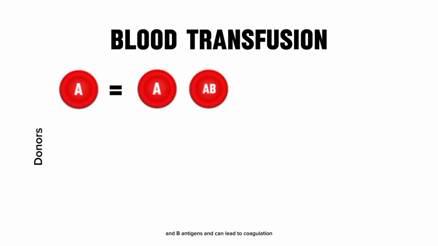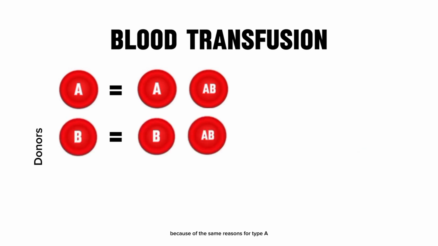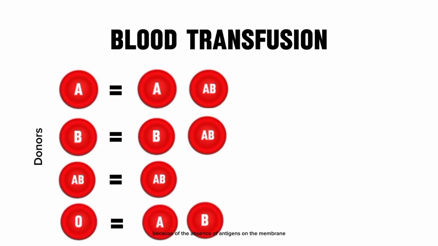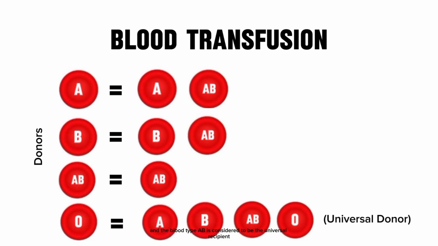Blood group B can donate to recipients with type B and AB because of the same reasons as for type A. Blood group AB can only donate to the same group type AB, and cannot donate to A or B because of the antigens. Blood type O can donate to every blood type because of the absence of antigens on the membrane. Therefore, it's considered the universal donor. And blood type AB is considered to be the universal recipient.